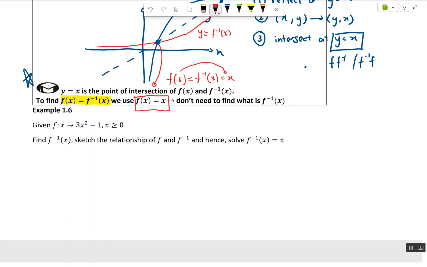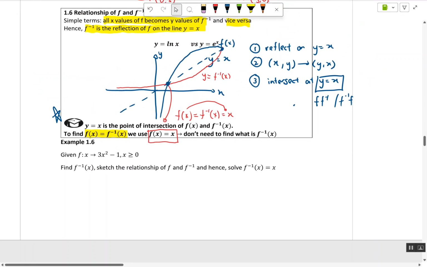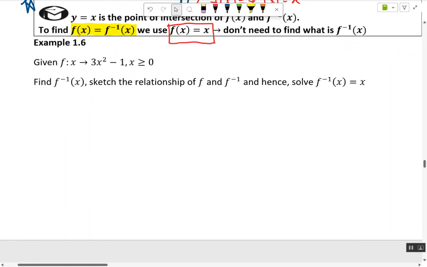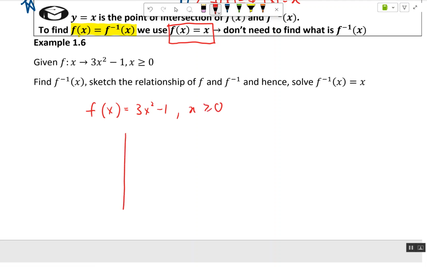That would always be an easier way to do it. Okay? Looking at this example, f(x) is 3x squared minus 1, and they specify the domain x greater than or equal to 0. So if you plot into your GC, negative 1 over here, you have to know that this is inclusive of 0. So this is 0, negative 1, and it goes all the way up. Okay, so this is y equals to f(x).